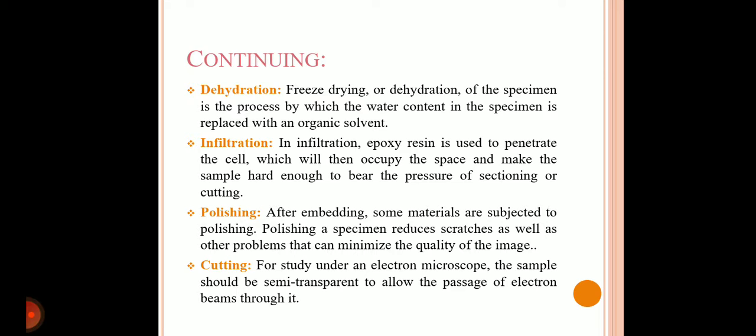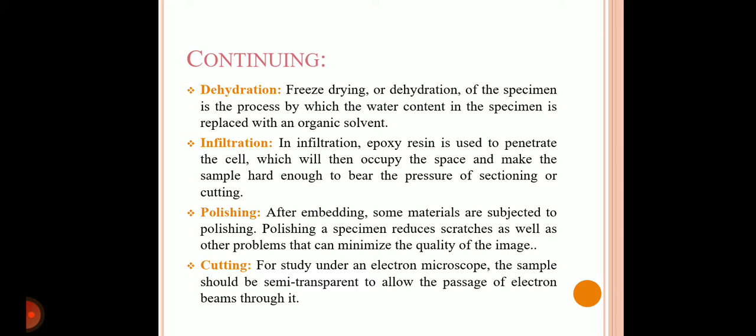Infiltration. Epoxy resin is used to penetrate the cell, which will then occupy the space and make the samples hard enough to bear the pressure of sectioning or cutting. The process is called embedding. The resin is then kept in an oven at 60 degrees Celsius overnight to allow for setting. The process is called polymerization.